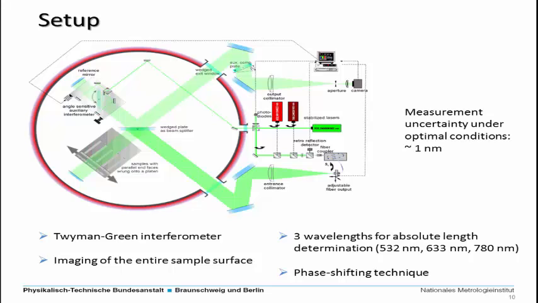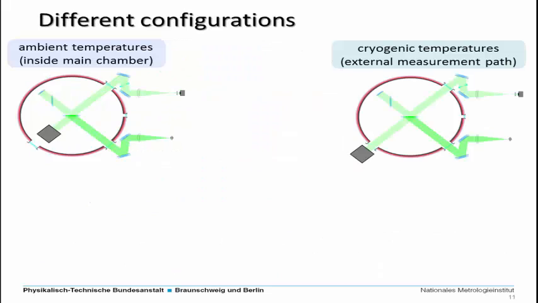The measurement uncertainty which we can achieve with this setup under optimal conditions is in the order of 1 nanometer. But unfortunately, and I'll tell you more about that in a few minutes, we cannot achieve this very low uncertainty for the piezoelectric measurements due to several conditions. Well, as I told you, we perform imaging of the entire sample surface and apply a phase shifting technique for the determination of these phase maps for the length variation.